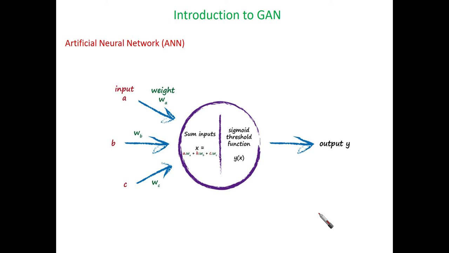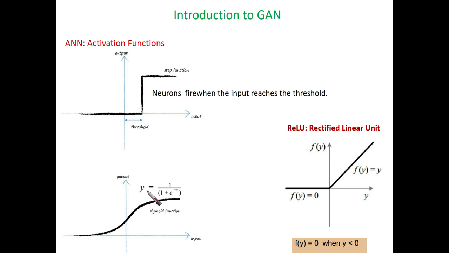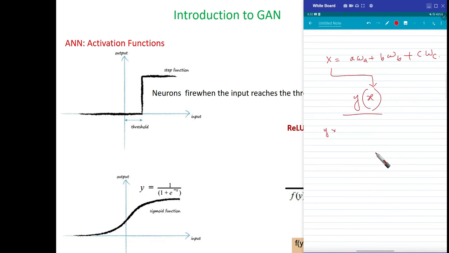So what are the outputs actually? A possible output is something like this, okay? We can say that y of x is 1 over 1 plus e to the power minus x. You can think of it that my output y depends on x in this manner. This kind of function we call a sigmoid function, okay? There are other kinds of functions, but let's start with the sigmoid function.